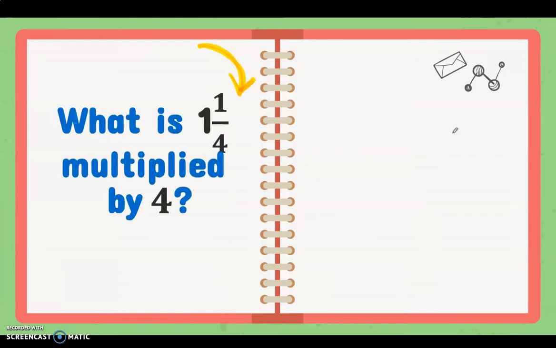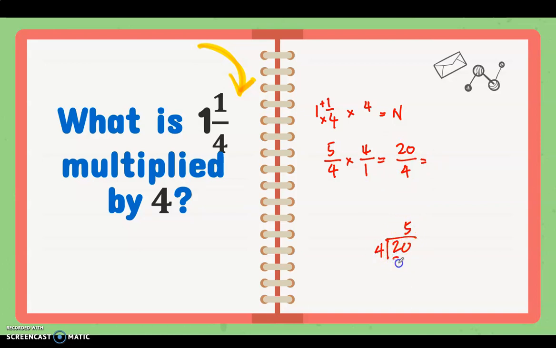Next. What is 1 and 1/4 multiplied by 4? So 1 and 1/4 times 4. For the new equation, you just have to multiply. 4 times 1 is 4, plus 1 is 5, over 4. If this is a whole number, you just put 1 as the denominator, then multiply the numerators, multiply the denominators. Now let's divide since it's improper. 20 divided by 4 is 5, that is 20, no more remainder. The answer is simply 5.